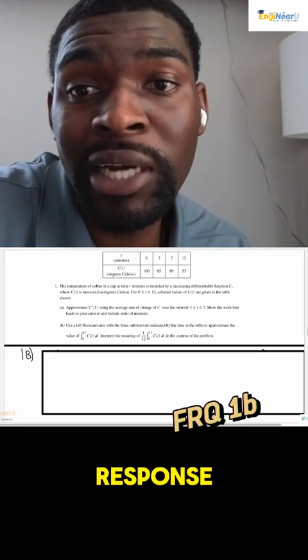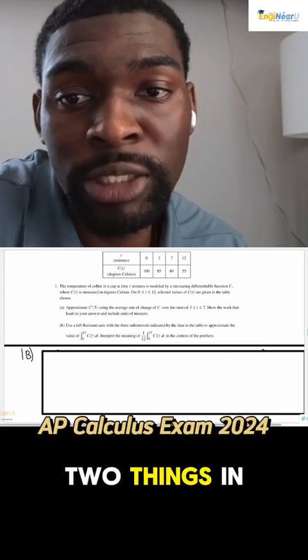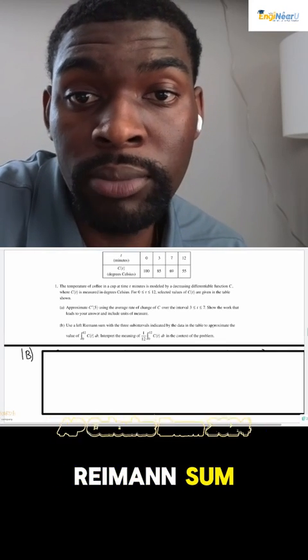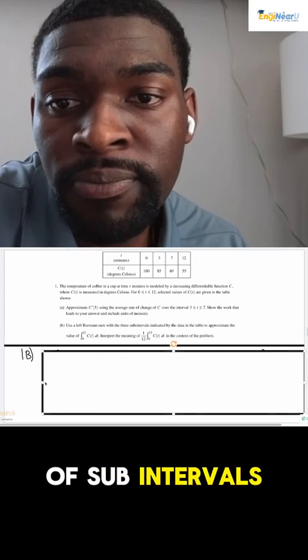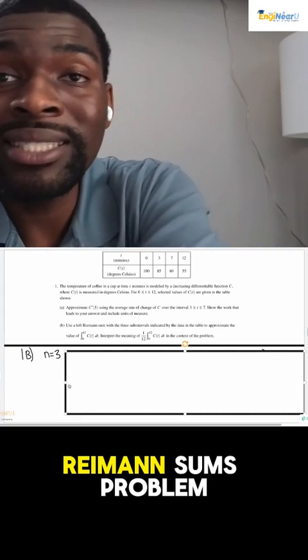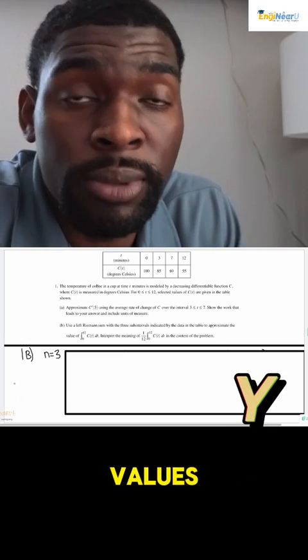Alrighty, now this is free response question 1B of the AP Calculus AB exam. It wants us to do two things in this problem. We're going to do a left-hand Riemann sum with n equal to 3. That's the number of rectangles, or the number of subintervals. And remember, when we're doing a Riemann sums problem, we're going to have our delta x, and then our y values, because we're just doing the area of a rectangle.